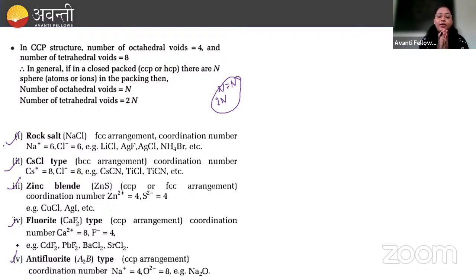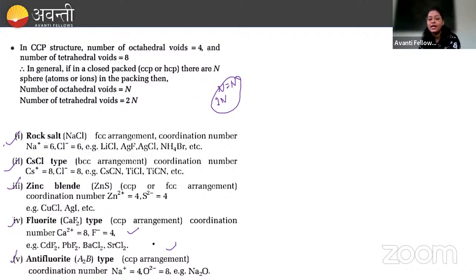Zinc blende, what is happening? Zn2+ ions are present at the CCP arrangement, and S2- are present at what? They are present around the zinc. Similarly is the case with fluorite and then with antifluorite. So we need to remember here the coordination number of each, and the position of each and every element.